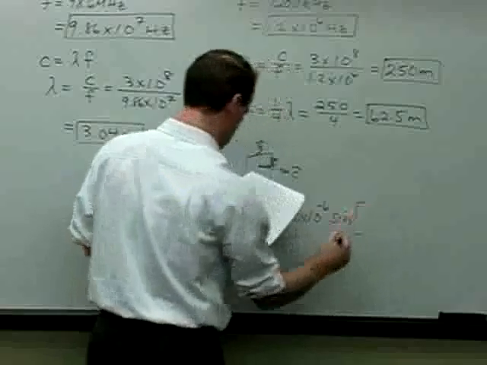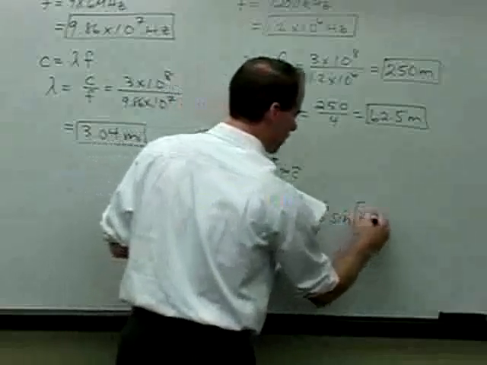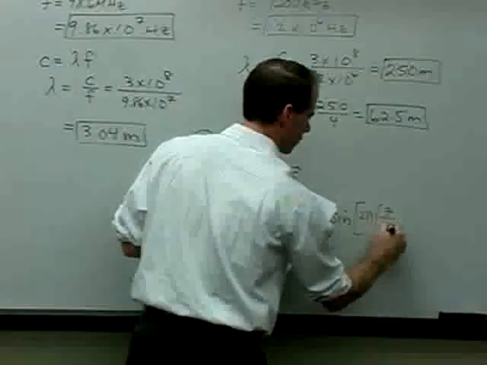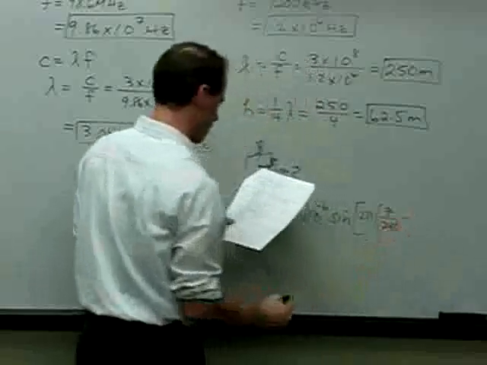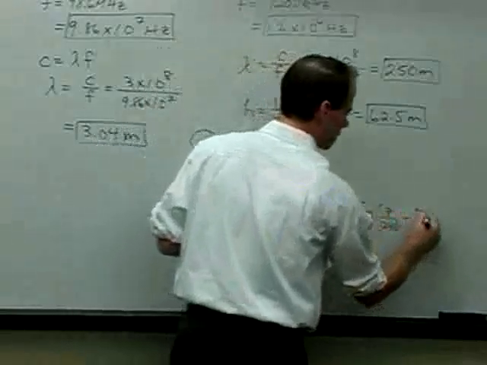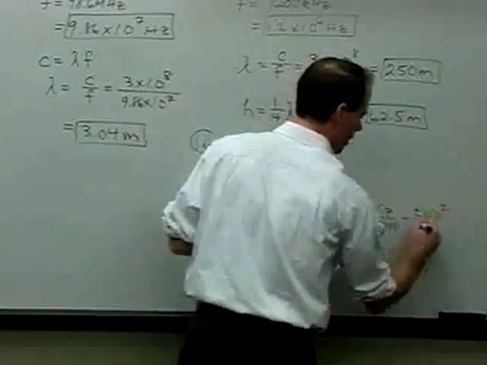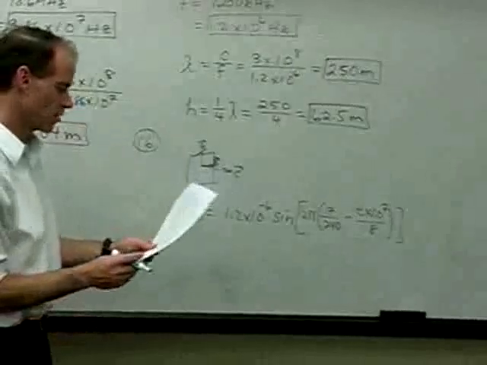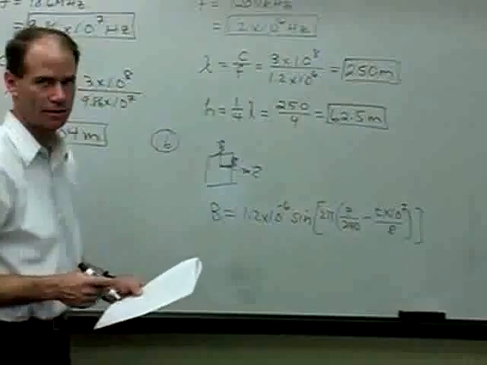sine 2 pi z over 240 minus t times 10 to the 7 over 8. All that, that's our magnetic field. And the question is, what's the maximum electric field?